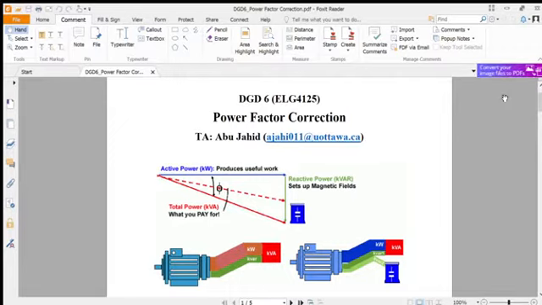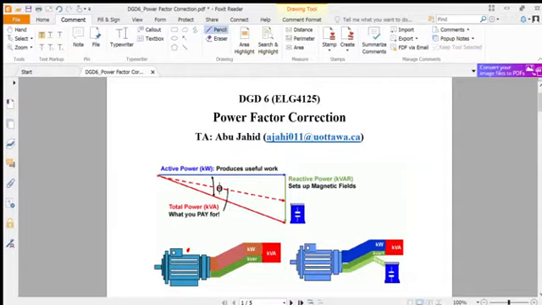So here you can see that this is an inductive load, and let me select the pencil cursor. This is the inductive load, and this is the total kVA rating, this is the working power, and this is the reactive power. Our aim is to reduce the reactive power. So a capacitor is the best way to use in parallel with this load.